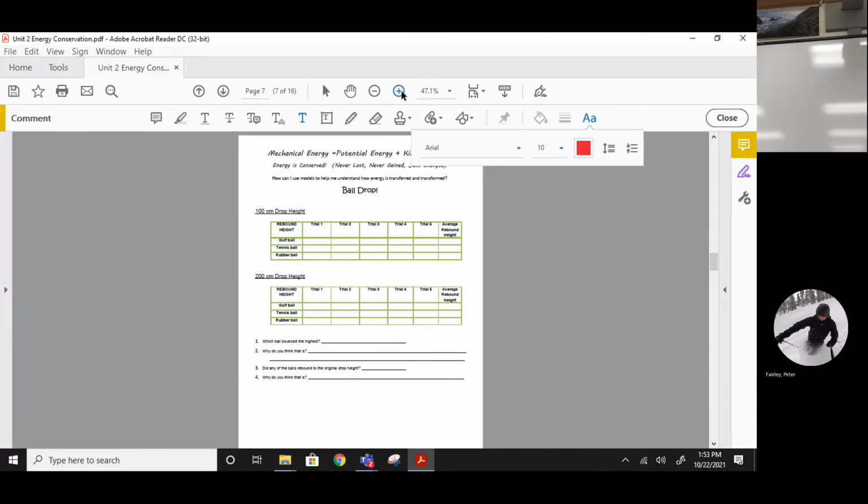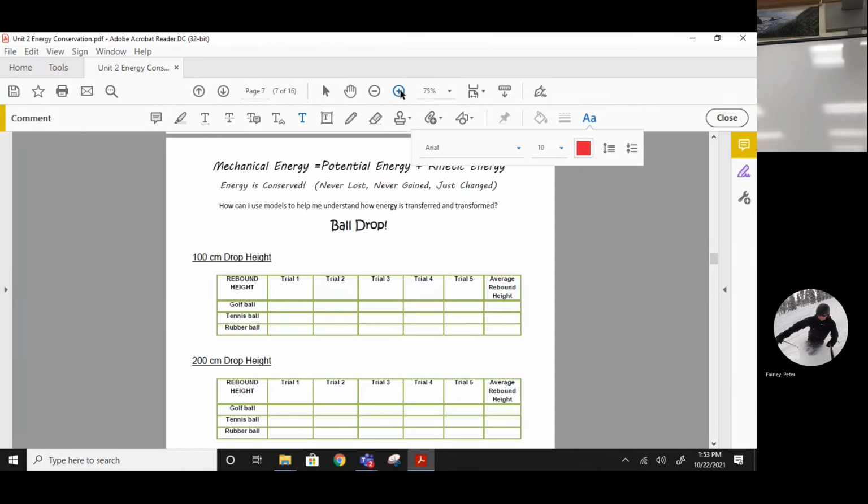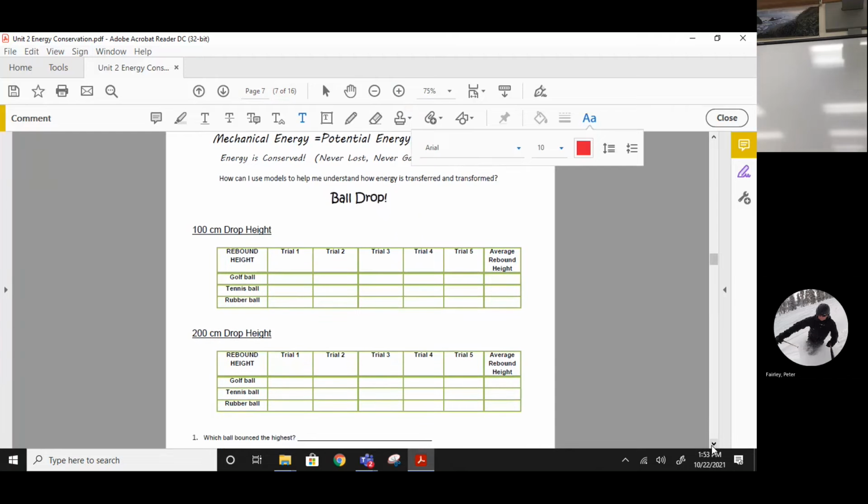What I would like you to notice is there are two data tables. The top one is for dropping the ball from 100 centimeters high. The second one, the bottom data table, is dropping the ball from 200 centimeters high, from up here above my head versus down here about waist level.